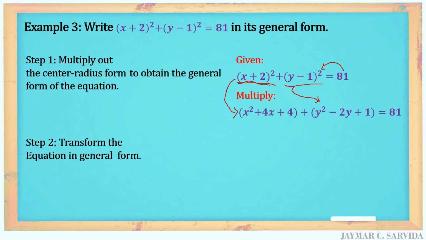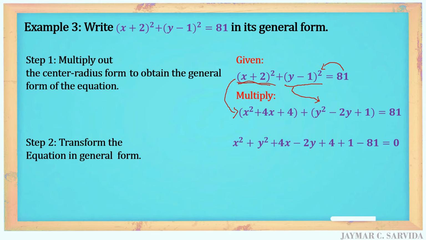Next is combine the same terms of the equation to make it a general form of the circle, or general equation of the circle. So dito, class, ang gagawin natin ay i-combine na natin. So yan ay magiging x squared na. Ito, i-combine na natin to lahat. X squared plus y squared plus 4x minus 2y plus 4 plus 1.